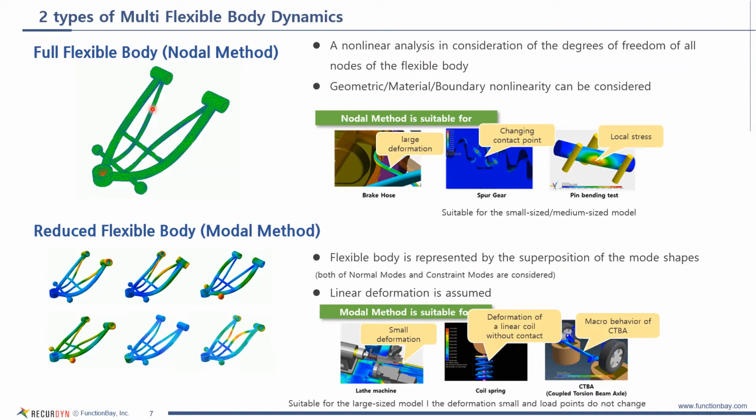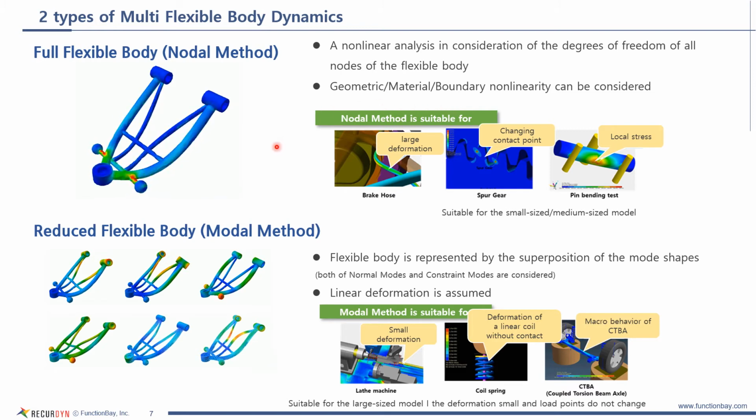This MFBD can be classified into two categories. The first one is nodal method using a full flexible body. With this nodal method, it is possible to perform a nonlinear analysis in consideration of the degrees of freedom of all nodes of the flexible body. Nonlinear analysis includes geometric nonlinearity such as large deformation of hoses, material nonlinearity such as plastic materials, and boundary nonlinearity with the contact or varying load points.